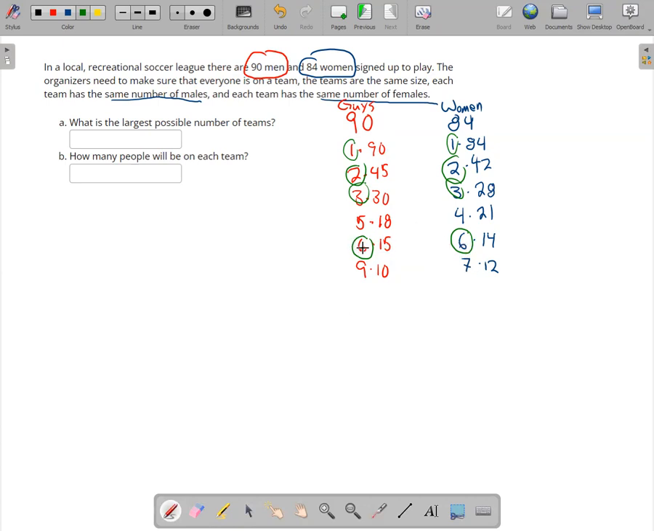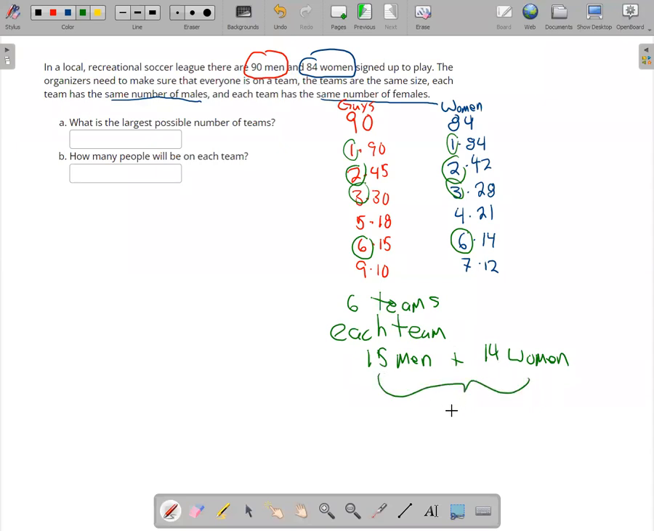So I think what I would have to do then is have 6 teams. And then each team would then have 15 men and 14 women. So then there would be a total of what, 29 people per team. The largest possible number of teams, it would be 6.